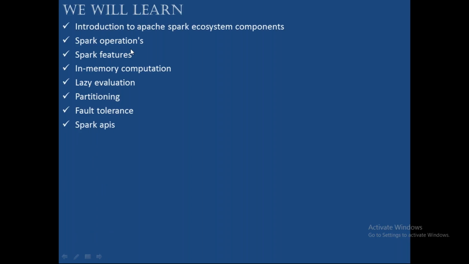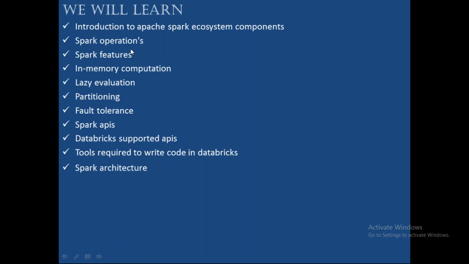Spark APIs, so we have different APIs, like you can write Spark code in Python, Scala, SQL, R, and Java. We are going to talk about those things. Databricks supported APIs. Okay, Spark is going to support all those things, and yes, Databricks also will support all those things. We'll discuss tools required to write code in Databricks, how you can write code in Databricks. We are going to see what tools we need to write code in Databricks.